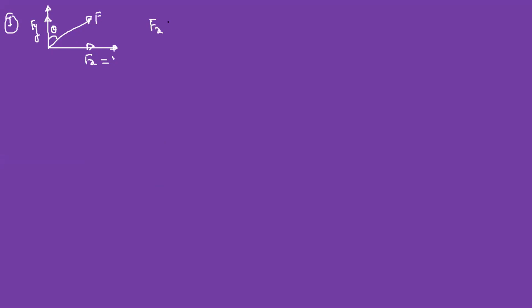So Fx will become the opposite component, as the angle theta is given with respect to y-axis. Opposite means sine, so this will be F sin theta. And Fy will become the adjacent component, because theta is given with respect to y-axis. So Fy is adjacent, so it will become F cos theta.